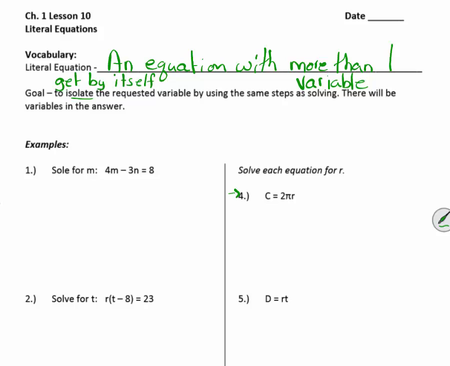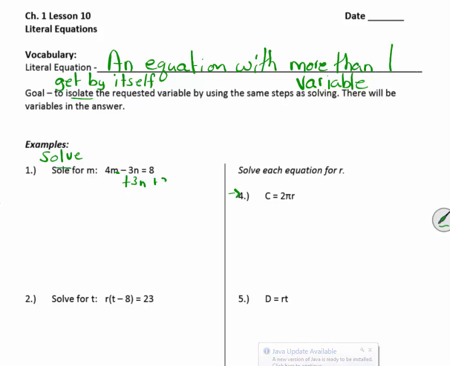So for example, this should have said solve. Sorry. So solve for m. So I want to get m by itself. Well, right now, don't worry about the fact that that has a variable with it. What I'm worried about is that there's a multiplying and there's a subtracting. And my order of my steps to solving says I have to get rid of that adding or subtracting first. So it's subtracting 3n, so I'm going to add 3n.